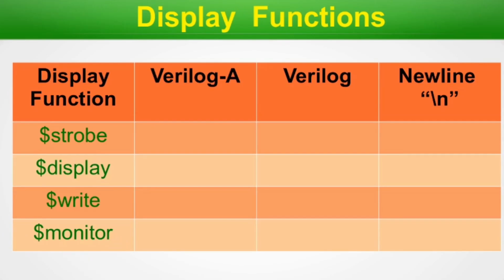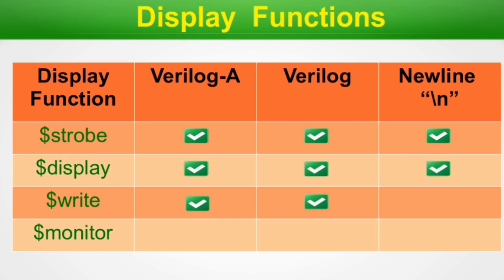The display function is like the printf statement in C that we have in the Verilog family. There are specific functions for this, like the 4 functions in the leftmost column: strobe, display, write, and monitor. Now let's compare what we have and what we don't have in Verilog-A and Verilog. Strobe is there in Verilog-A, it is there in Verilog, and it contains a default newline character at the end. Display is in Verilog-A, it is in Verilog, and it contains a newline. So these two are the same in both languages. Write is in Verilog-A, it is in Verilog, and it does not contain any default newline character.